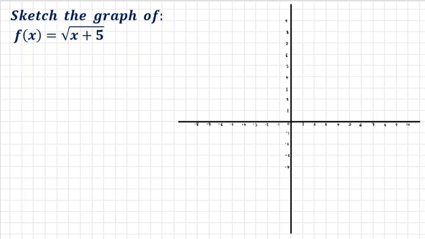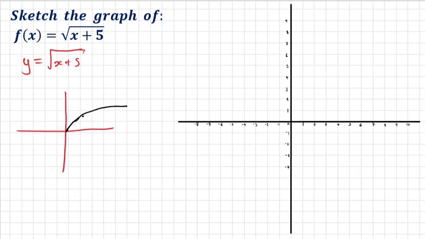So let's sketch the graph of f(x) = √(x + 5). To start with, this can be written as y = √(x + 5). What I need you to get familiar with first of all is the fact that the standard graph will look something like this. Now, this graph that I've drawn here is the graph of y = √x, like that.